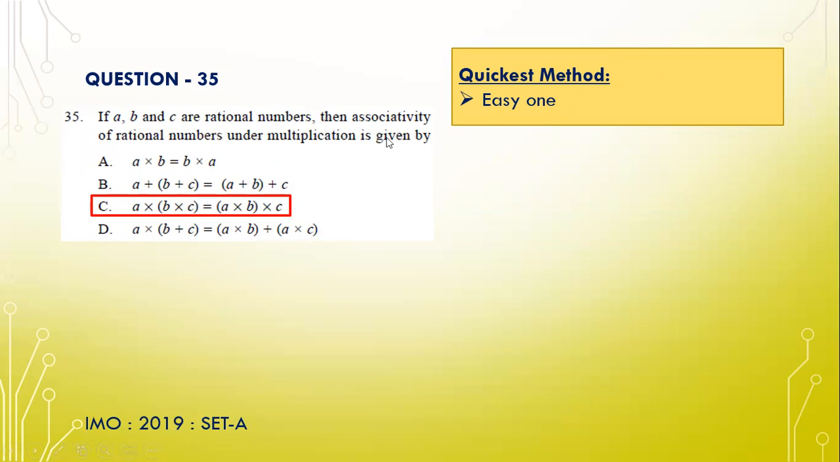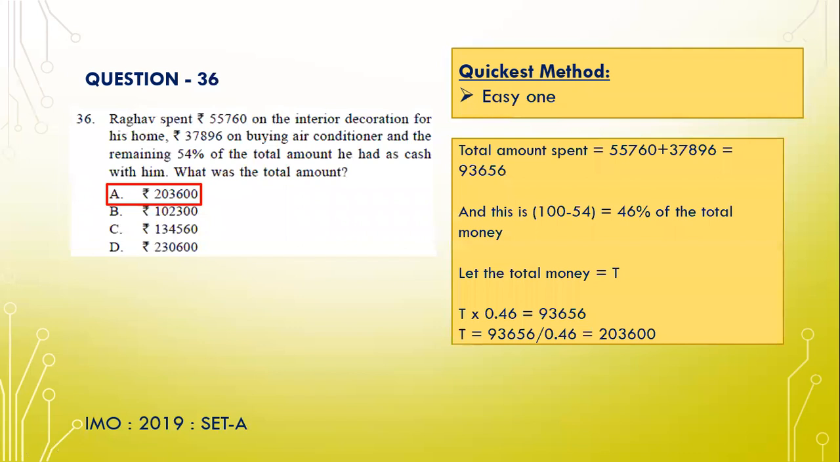What is the associativity property of multiplication? A into B into C is equal to A into B, bracket of A into B, bracket close into C, which is the associativity property of rational numbers under multiplication.